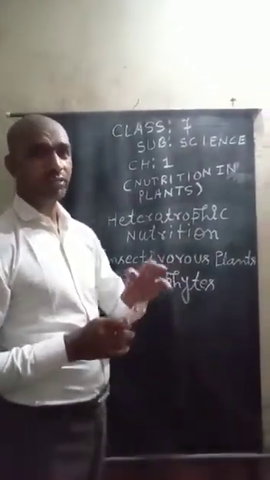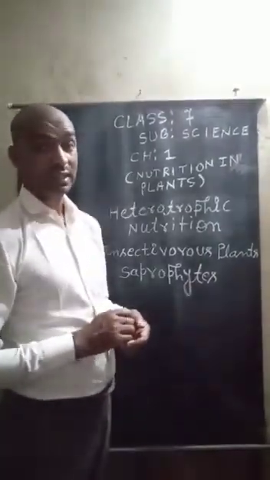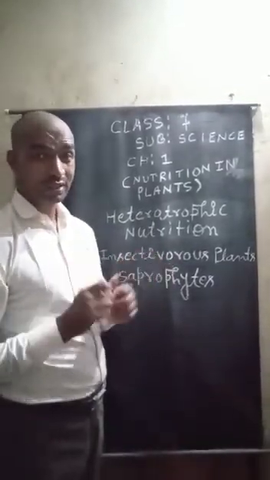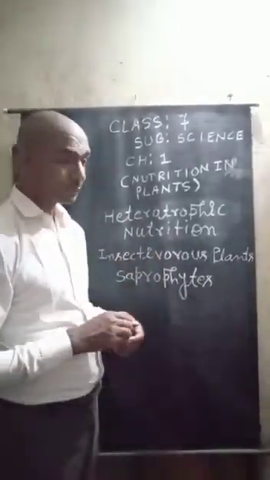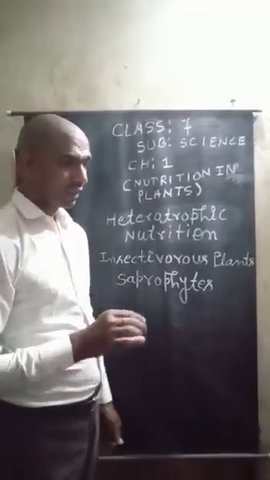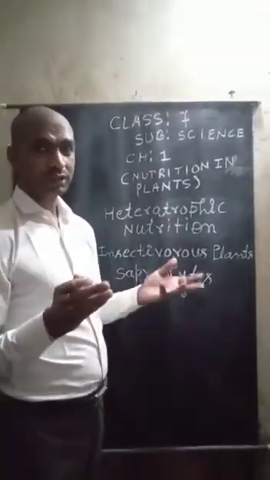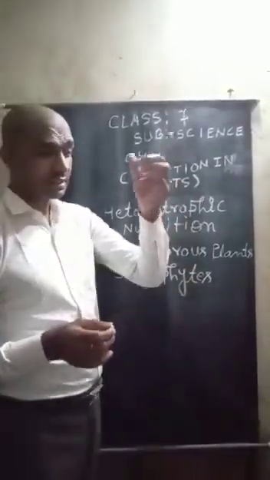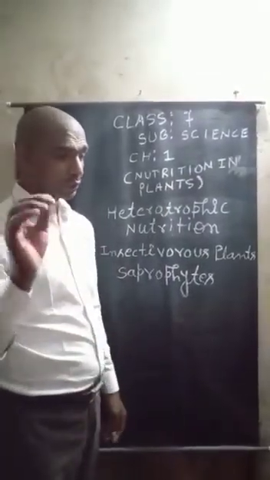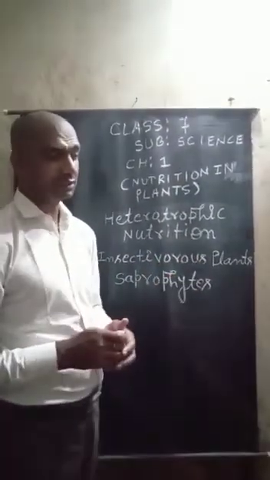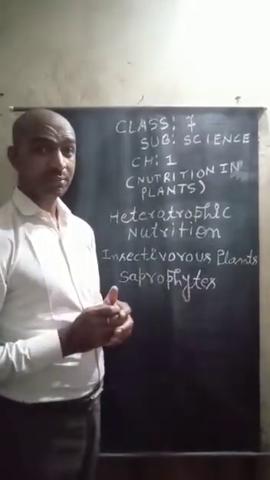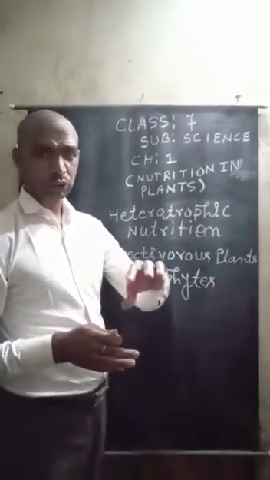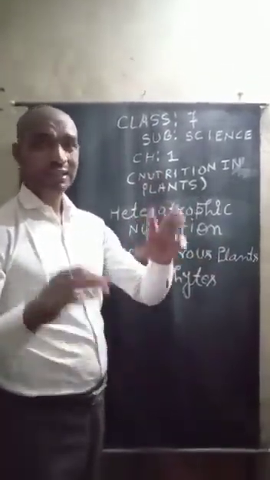So in other words, we can define the insectivorous plants: plants that eat insects for their nutritional needs are called insectivorous plants. Insectivorous plants use modified structures formed by their leaves to trap insects. That means their leaf is modified into a specific structure to trap and digest the insect that is trapped inside.